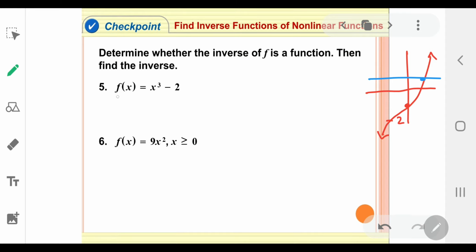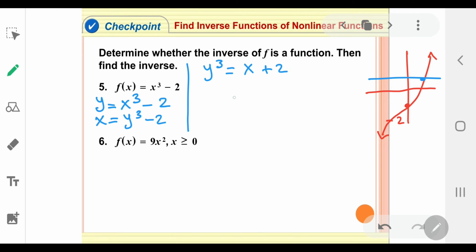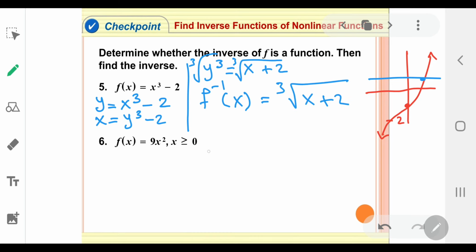I'm rewriting f of x with y, switch x and y, solve it for y, find the cubic root of both sides, use the inverse function notation: cubic root of x plus 2.